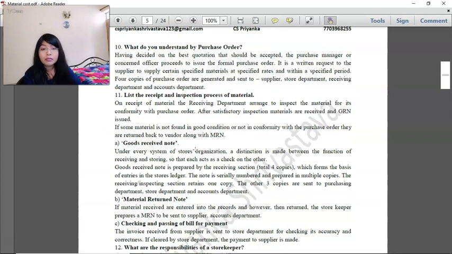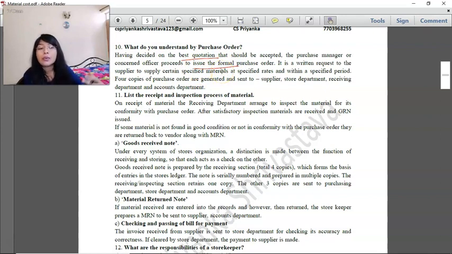Okay. Now again, what do you mean by purchase order? It's a very simple thing. Here the order to purchase a particular good is basically placed by the purchase department to the supplier on the basis of the best quotation that is accepted. The purchase manager will issue a formal purchase order.